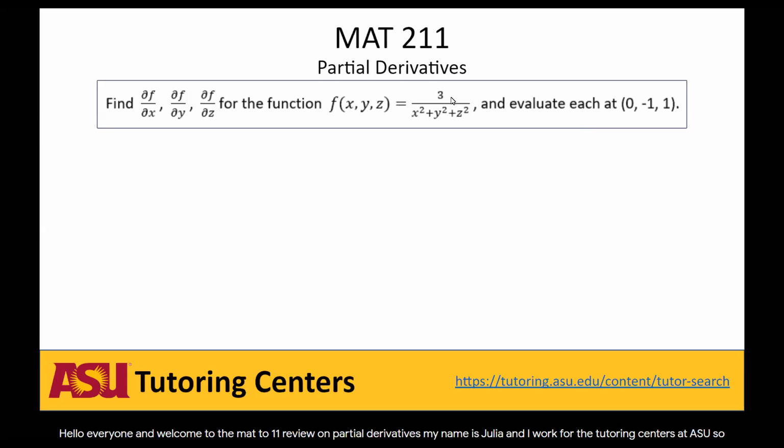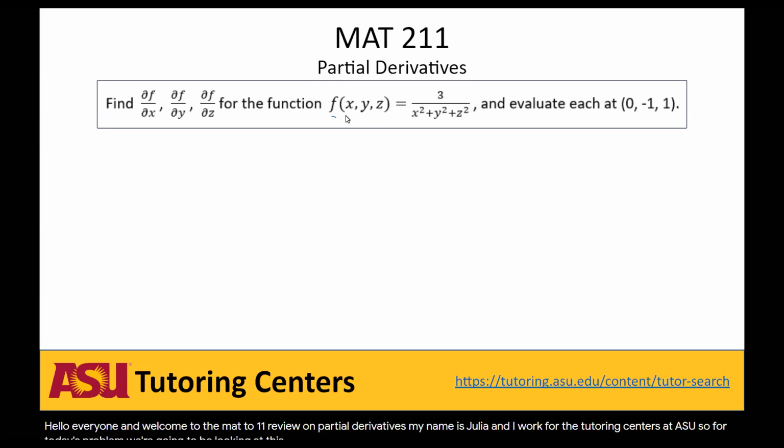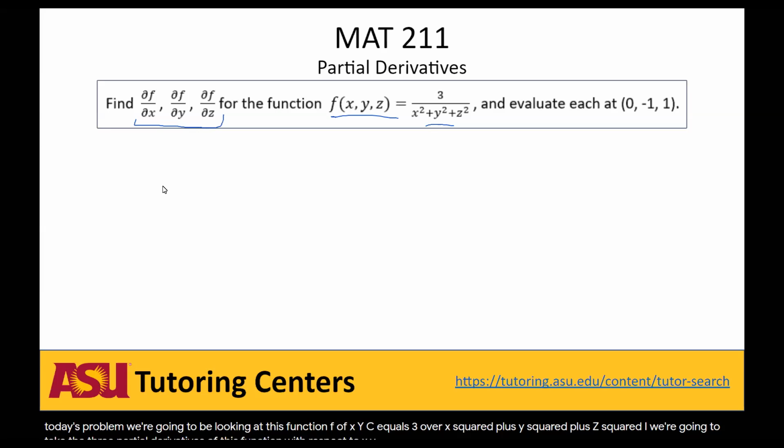So for today's problem, we're going to be looking at this function f of x, y, z equals 3 over x squared plus y squared plus z squared. We're going to take the three partial derivatives of this function with respect to x, y, and z. So the three separate partial derivatives. And then we're going to evaluate each of these at the point 0, -1, and 1.